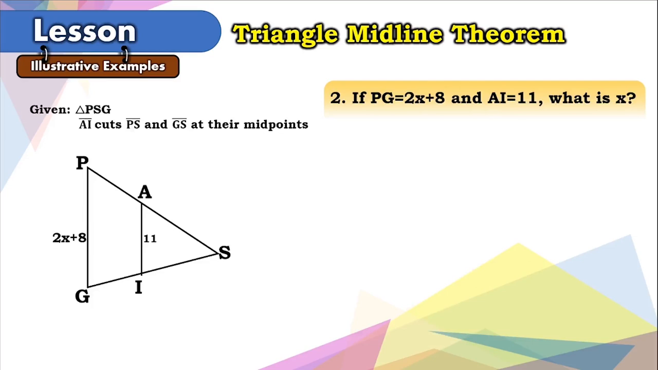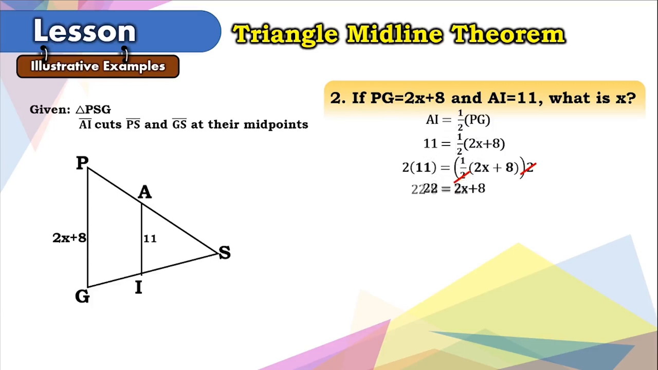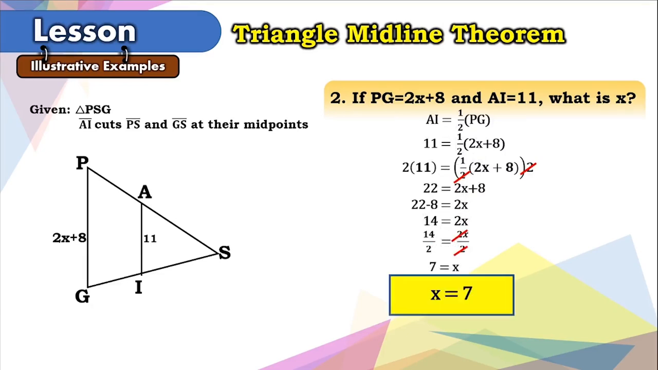Again, by the triangle midline theorem, we can have AI is equal to 1/2 of PG. Substituting the given details, we can have 11 is equal to 1/2 times the quantity of 2x plus 8. To simplify this further, we need to multiply both sides by 2. And the result will be 14 is equal to 2x. And applying multiplication property of equality, we can have x is equal to 7.